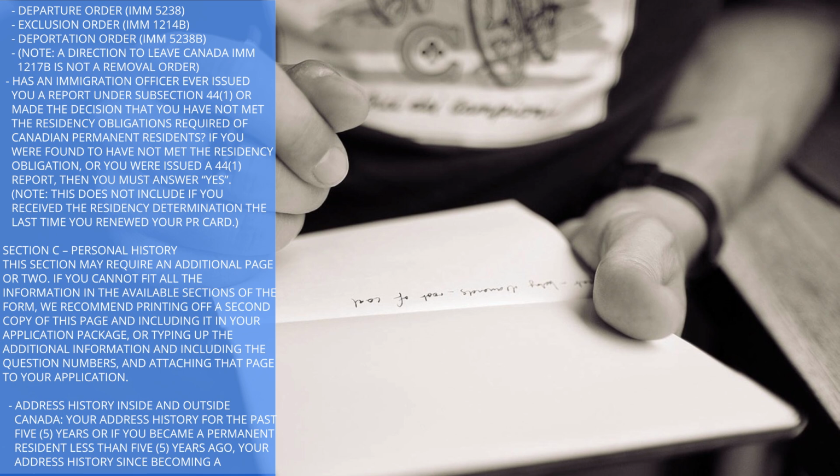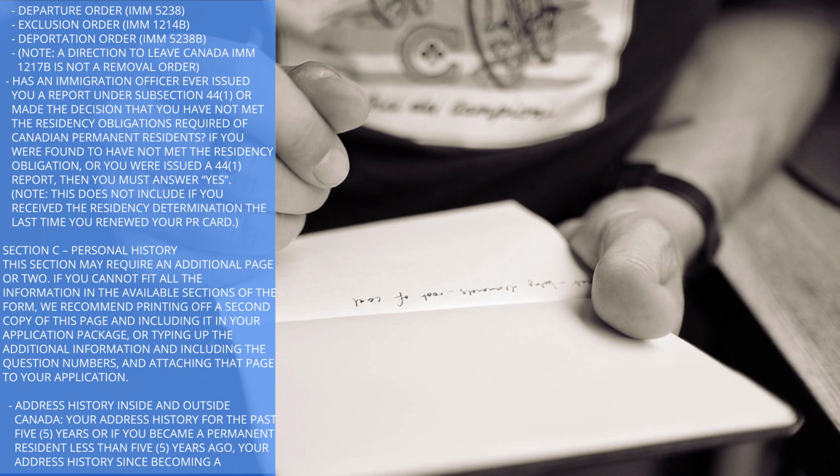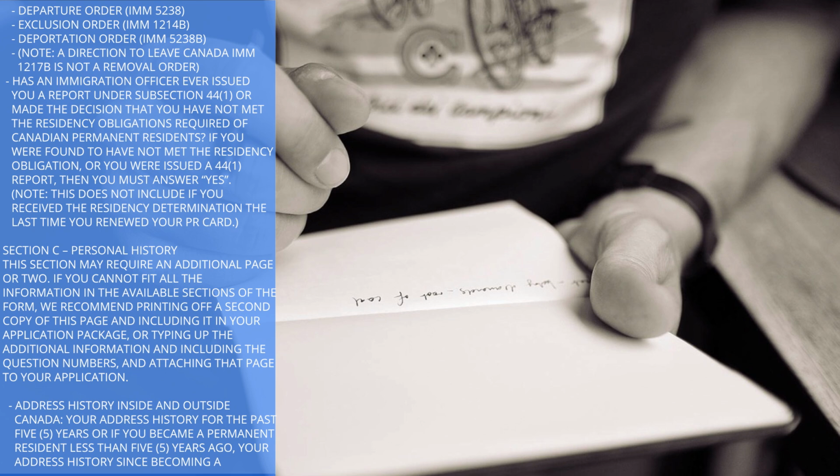3. Has an immigration officer ever issued you a report under subsection 44(1), or made the decision that you have not met the residency obligations required of a Canadian permanent resident? If you were found not to have met the residency obligation, or you were issued a 44(1) report, then you must answer yes. Note: this does not include if you received the Residency Determination the last time you renewed your PR card. Section C. Personal History.